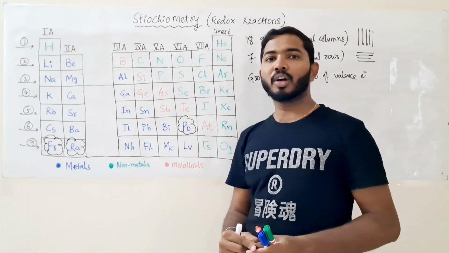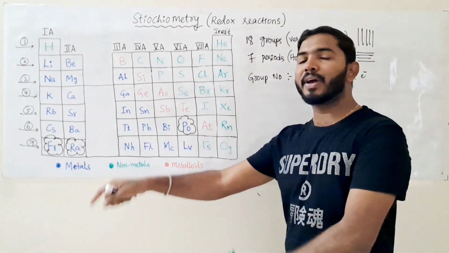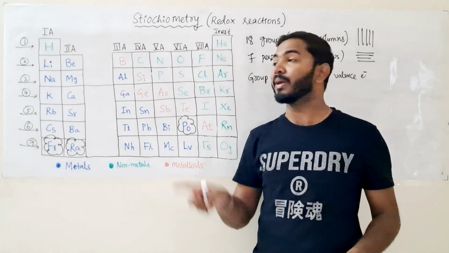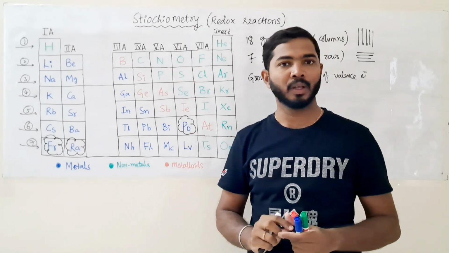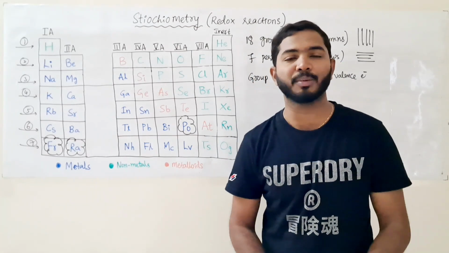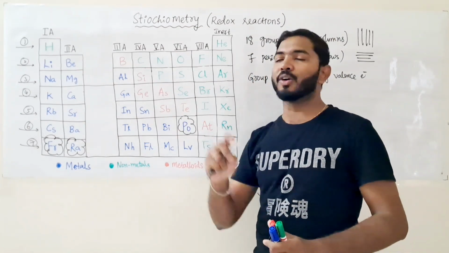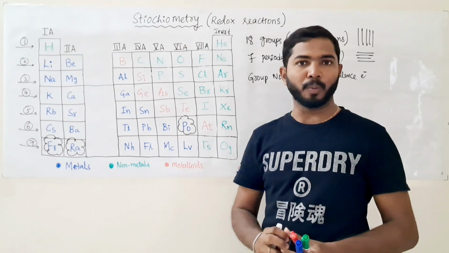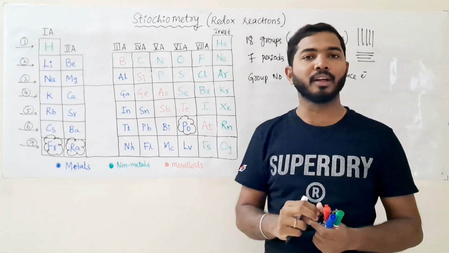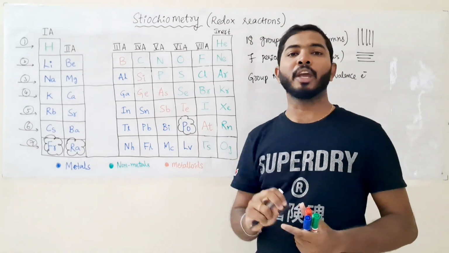Now, suddenly if I ask you how many valence electrons are present in phosphorus, you must say 5 because it is present in 5th A group. If I ask you strontium, how many valence electrons strontium has? So 2 valence electrons because it is present in 2nd A group. Similarly, fluorine has 7 valence electrons because it is situated in the 7th A group.